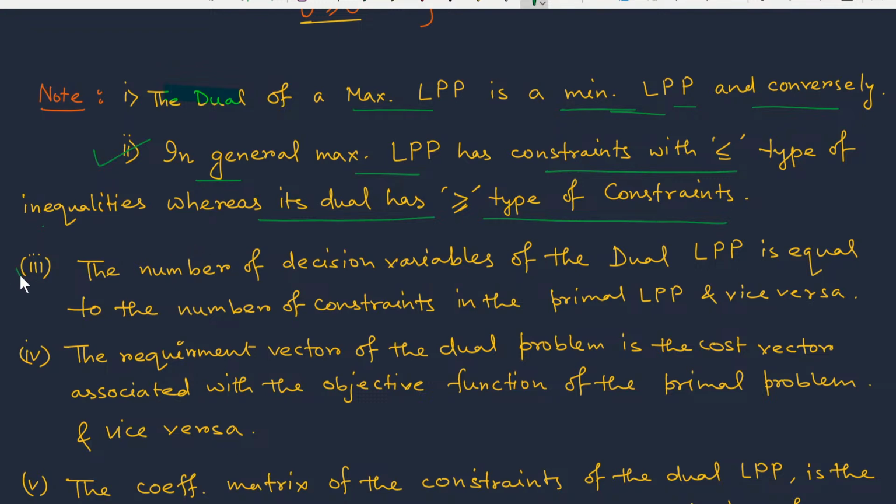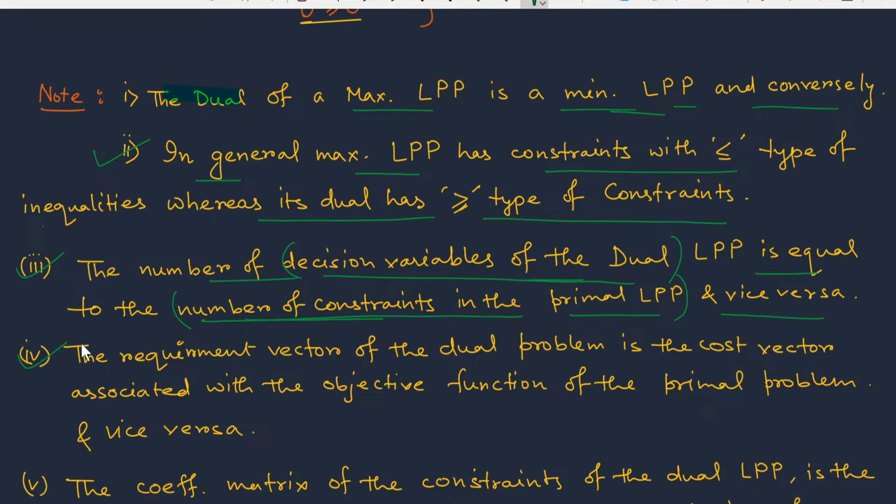Number three: the number of decision variables of the dual of the LPP is equal to the number of constraints in the primal LPP, and vice versa. That means the number of decision variables of the dual is equal to the number of constraints of the primal, and conversely the number of decision variables of the primal is equal to the number of constraints of the dual.